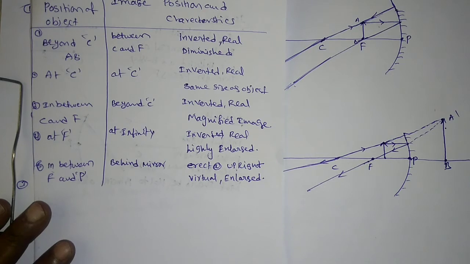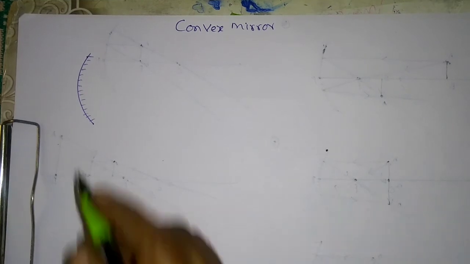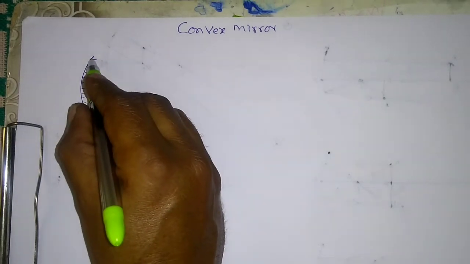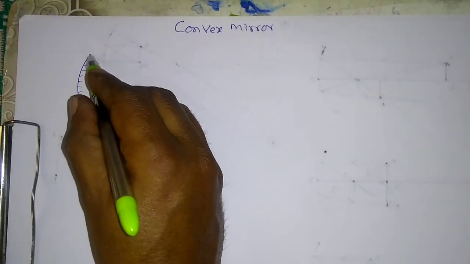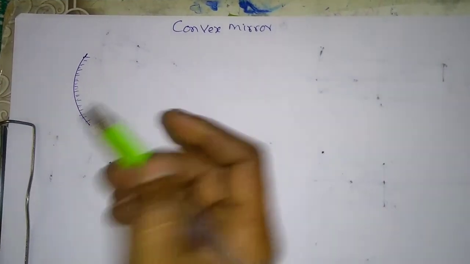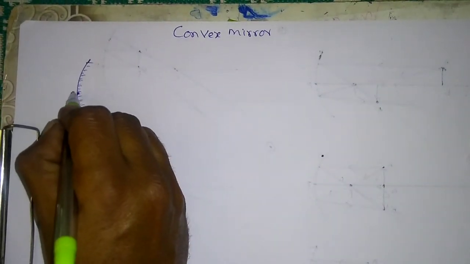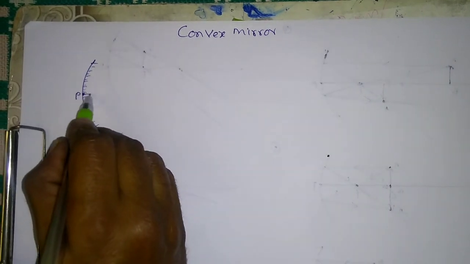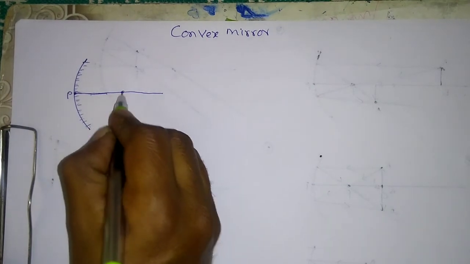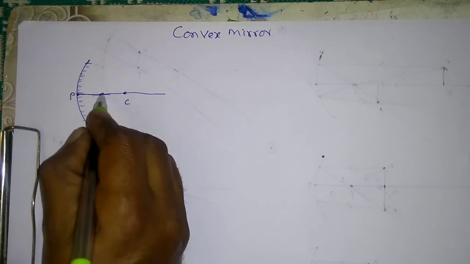We go to the next topic, the convex mirror. Convex mirror means this is the convex shape. This bulging side will be outside, and the inside will be coated with silver coating or black coating. Here, this is the pole of the mirror, P. And as usual, inside you can observe this is the center of the mirror, C. Exactly in between these two, F is the focal point.